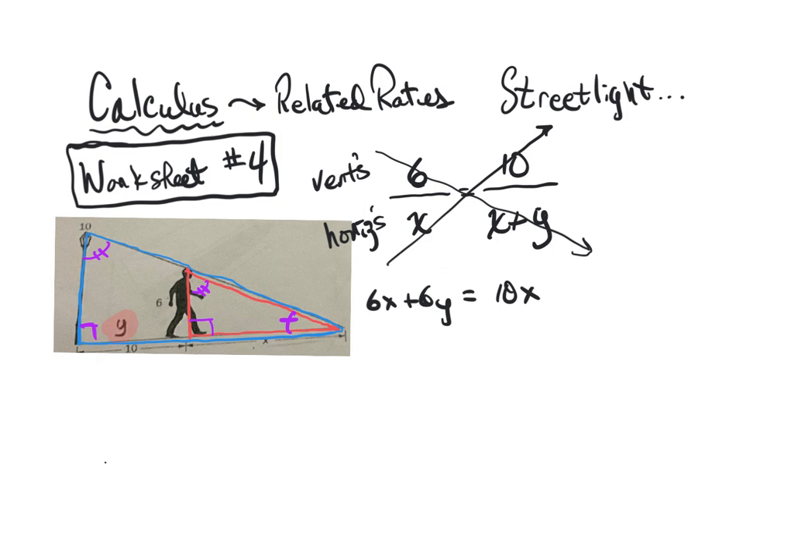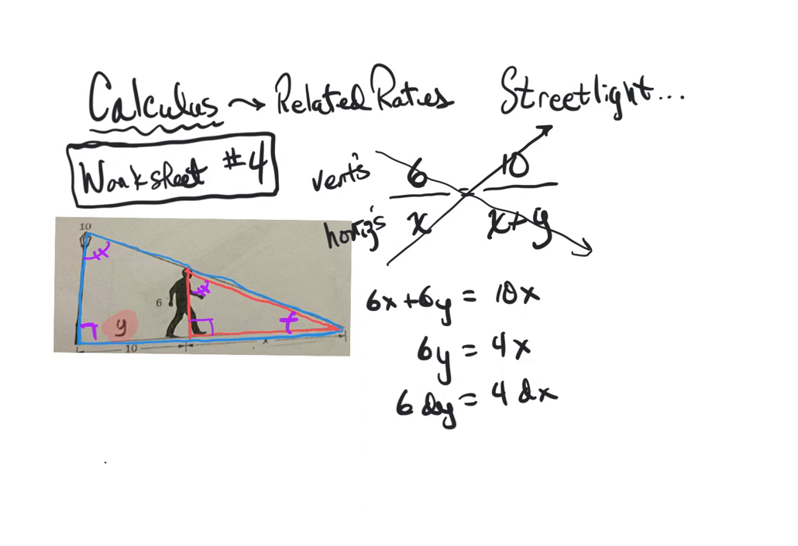But in fact, I'm not going to ask you to stop here. I'm going to move the 6x to the other side by subtraction. So 10 minus 6 is 4x. And now is a great time to take derivatives. The derivative of 6y is 6, attach the differential. The derivative of 4x is 4, attach the differential. So we end up with 6 dy equals 4 dx.